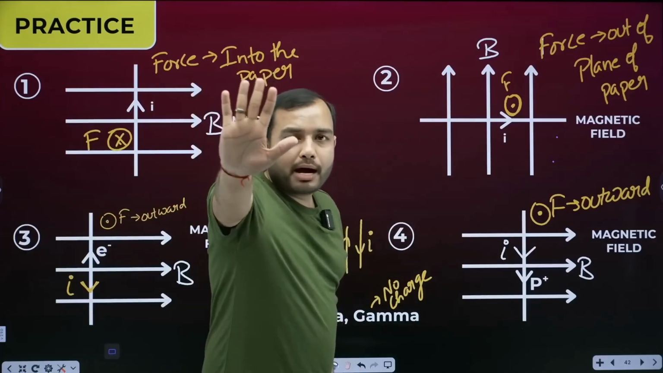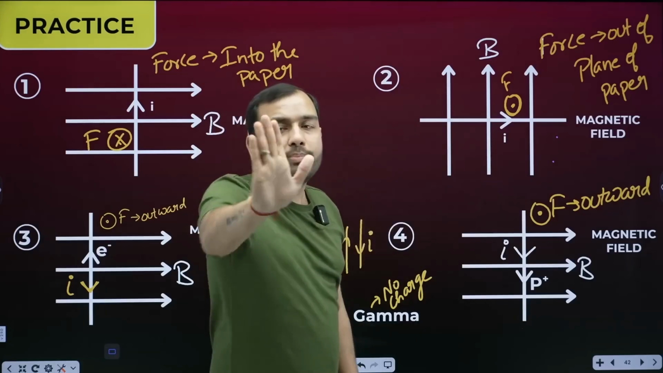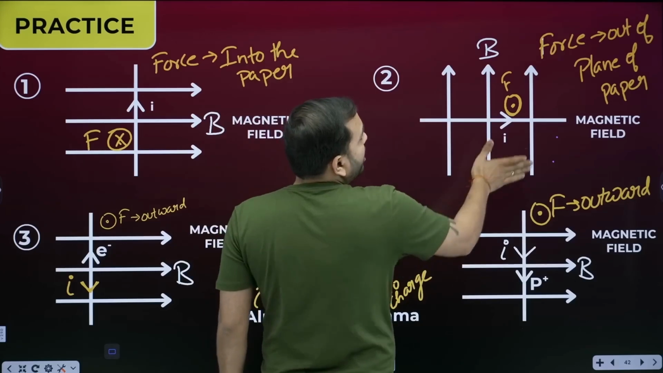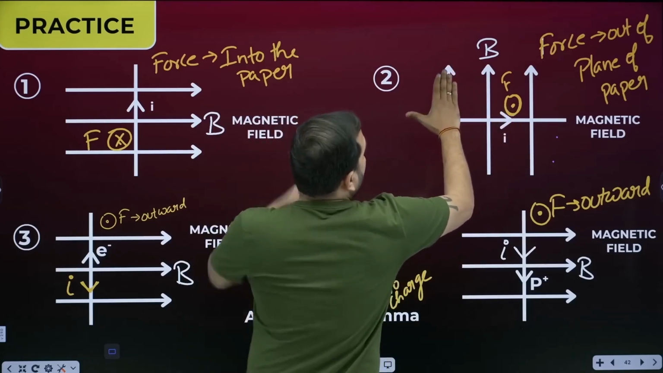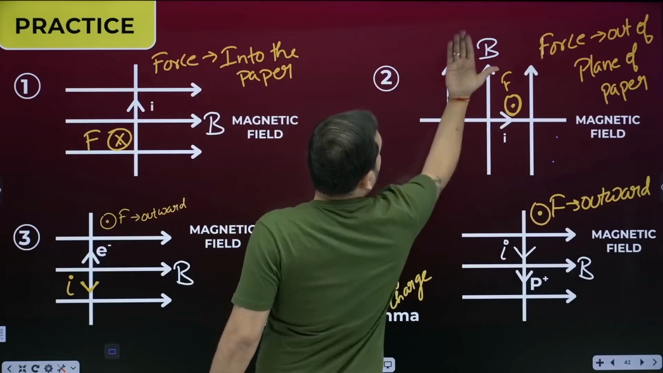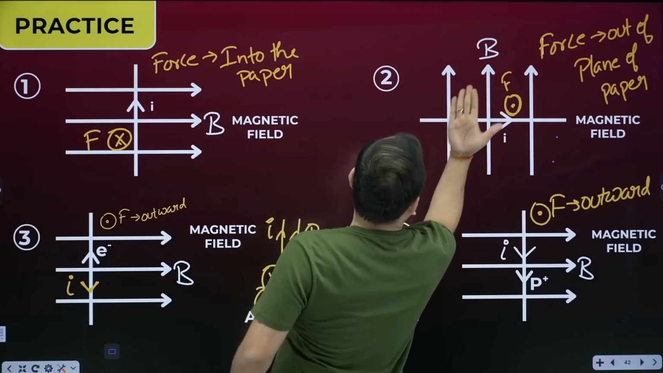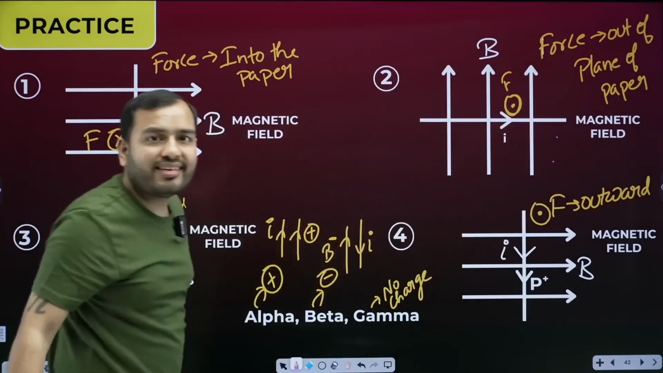Look here. Open the right hand palm. Force on a current carrying conductor placed in a magnetic field. First of all, fingers in the direction of the magnetic field. Where is the magnetic field? Upwards like this. Thumb in which direction? Current. Where is the current? What to do? Done. Fingers in the magnetic field. Thumb in the direction of current. Palm where is it? Out. Where will the force be? Out of the plane of paper.